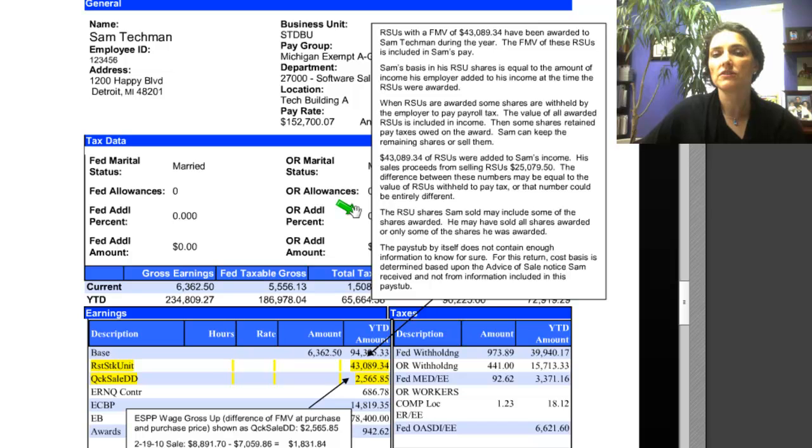So the RSU shares Sam sold may include some of the shares awarded. He may have sold all of the shares awarded or only some of the shares awarded. The pay stub by itself does not contain enough information to know for sure. For this return, cost basis is determined based upon the advice of sale notice that Sam received and not actually from the pay stub.